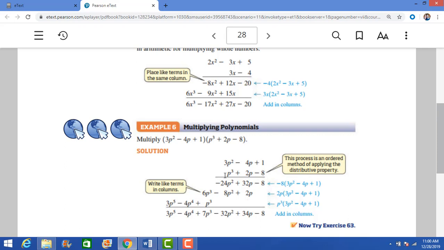And then we're going to take 3p cubed and multiply by each of these terms to get these 3 terms. And notice how we're lining everything up by the degree. So then we can just add down and combine like terms. And so our final answer becomes this. Okay? Again, this is just one way of doing it.